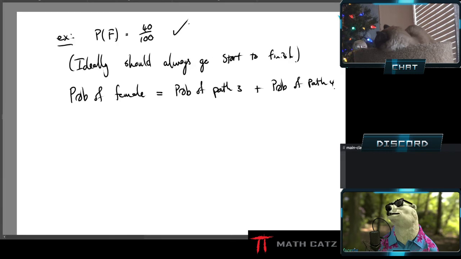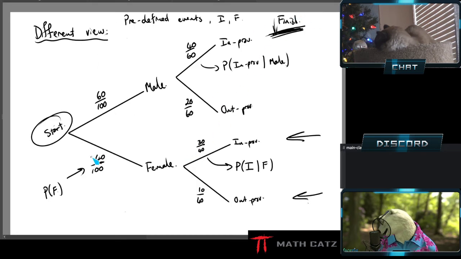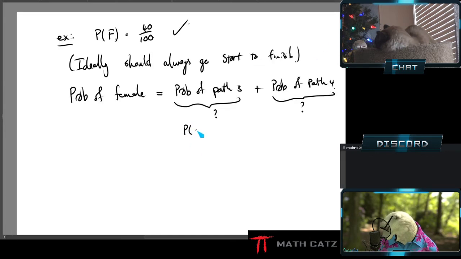So the question that will sometimes be more important than perhaps this one is, what do I do with a path? What do I do to find the probability of this path? Well, if I look at path 3, diagram here, it's the probability of being female and then in province. So that's the intersection. Probability of female and in province.